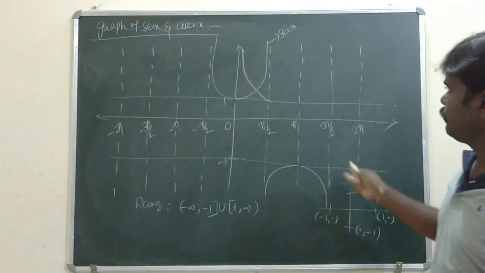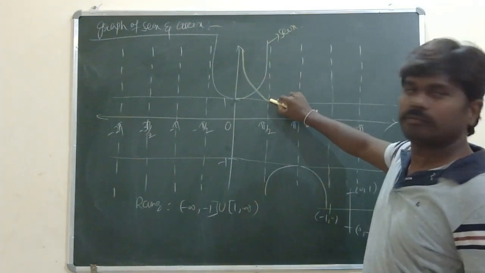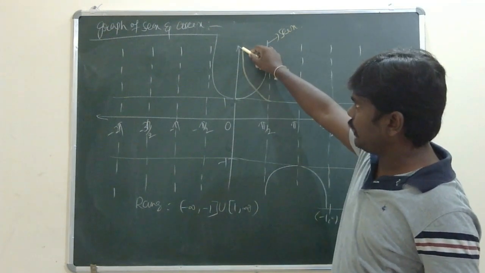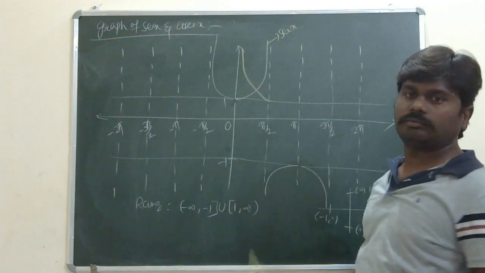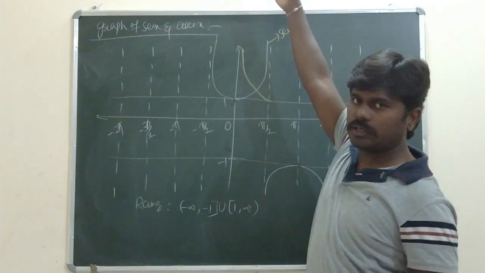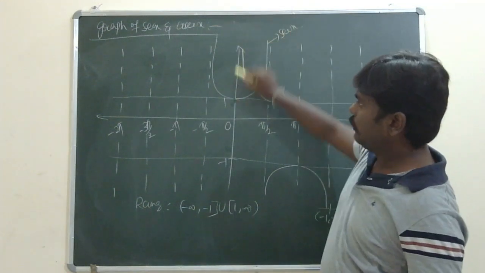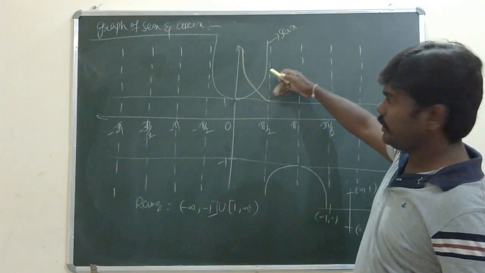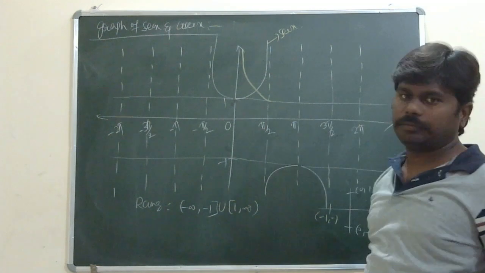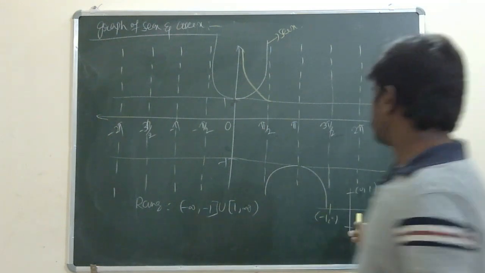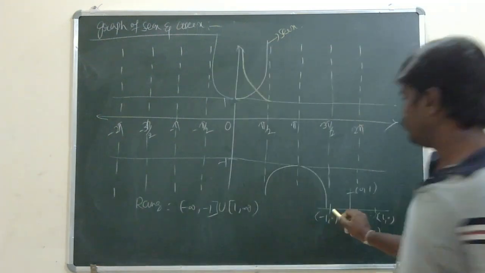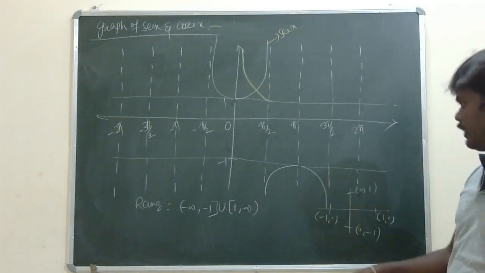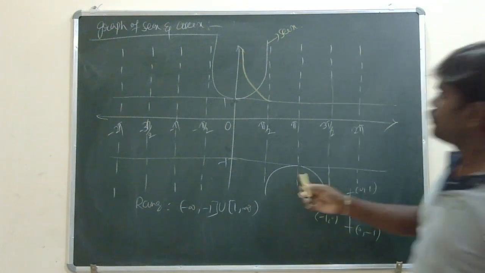It is increasing here, it is decreasing here. When the theta value is increasing, the value of the cosecant is decreasing, down to 1. Now in the second quadrant, the sine goes from 1 to 0, which means it is decreasing, so the cosecant will increase.